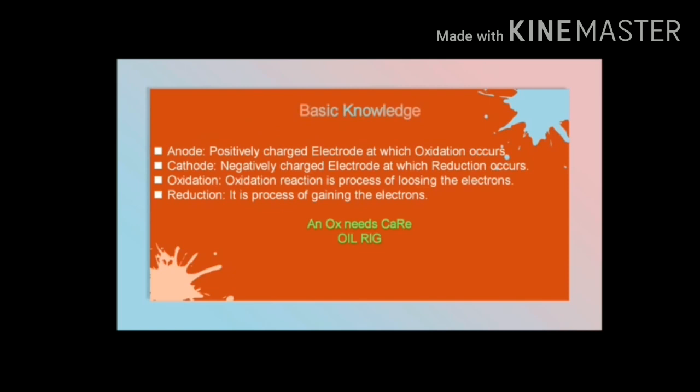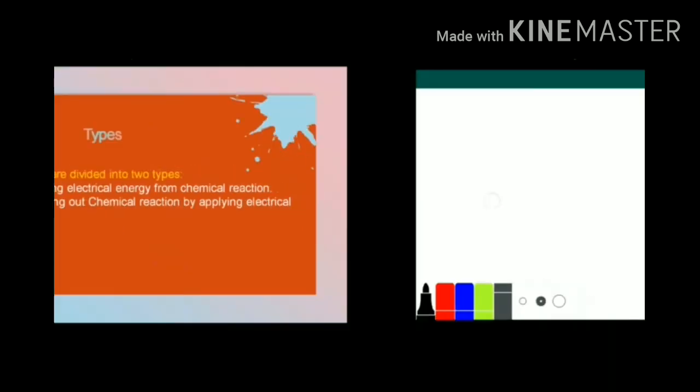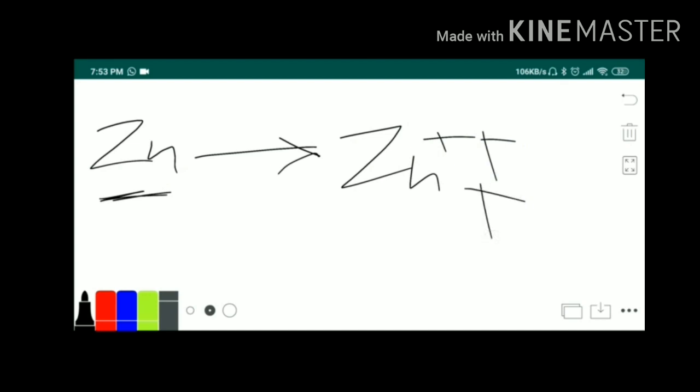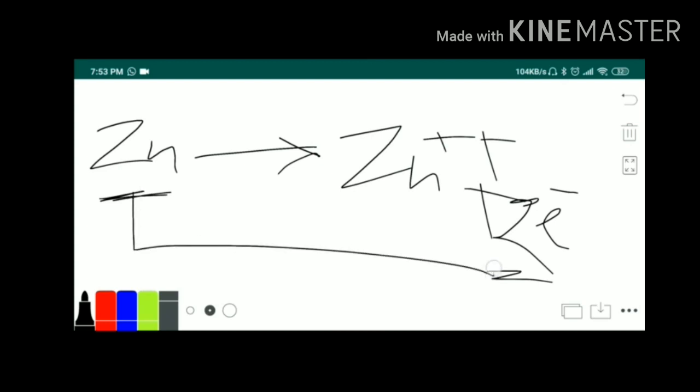Okay, so what is oxidation? In both the cells, at anode always oxidation takes place. So what is oxidation? Oxidation is a reaction in which electrons are lost. Okay, here losing of electrons occurs. For example, I will take the same example in the next topic. Okay, zinc becomes Zn2+ and gives 2 electrons. This is an example of oxidation. Okay, means what? It gives 2 electrons.